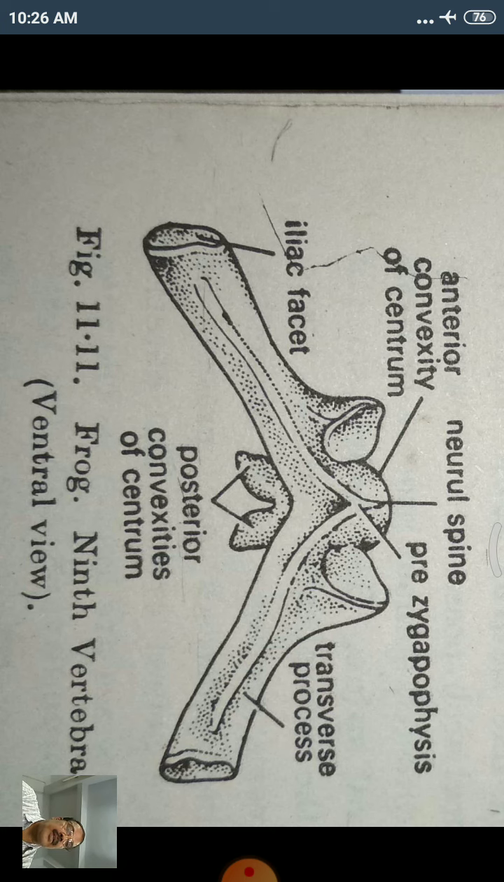Ninth vertebra of frog. It consists of neural spine, anterior convexity of centrum, posterior convexities of centrum, prezygapophysis, iliac facet, transverse process. But here both the sides convexity is there now. So convexity on both sides are there.